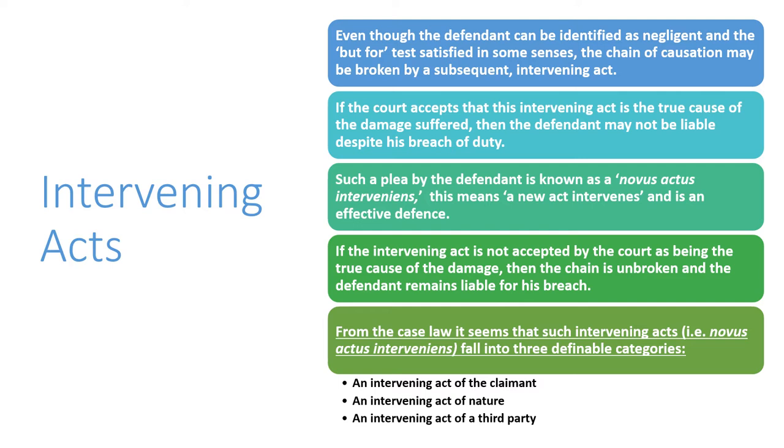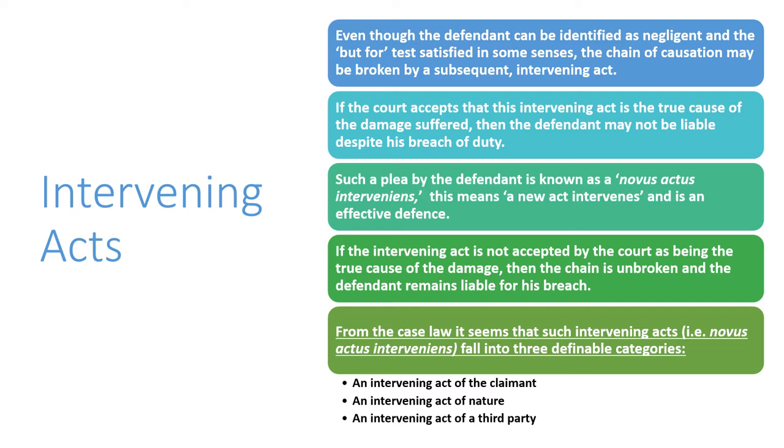So even though a defendant could be identified as negligent and the but-for test satisfied, of course it's easy: if this person hadn't done what he did, would the outcome have occurred? But that's not our only test. If something happens in the interim, that other person can remove liability, or the other act can remove liability. And what this means is that the chain of causation or liability can be broken by a subsequent intervening act.